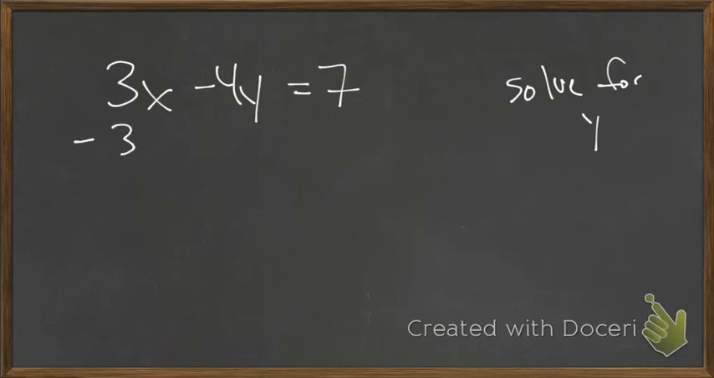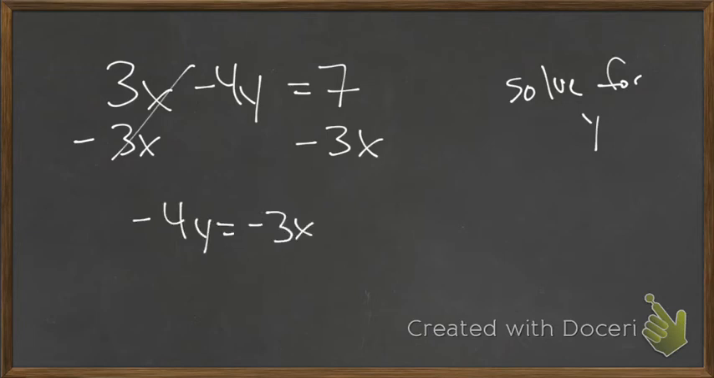So check it out. Subtract 3x. I'm going to subtract 3x from both sides. So then I have a negative 4y equals negative 3x plus 7. You could also write 7 minus 3x. It's the same thing. Just make sure your negatives and positives are right. All right, Lauren. Next step.